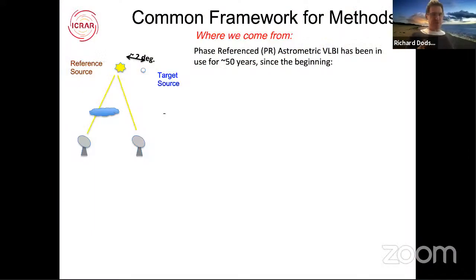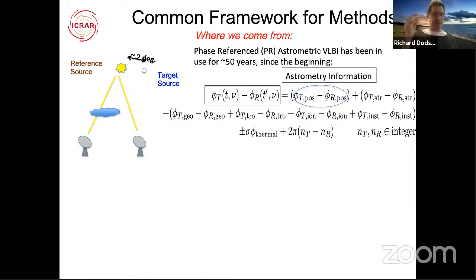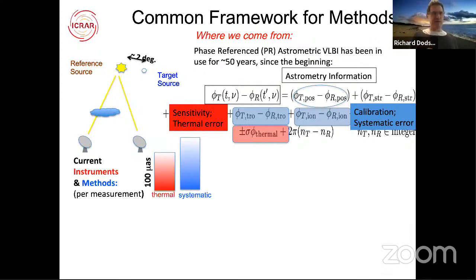The phase referencing is a pretty well-established method. It's been used right since the beginning of VLBI. And it's traditionally done by switching between the two. You observe the calibrator and then the target, and at the same frequency, you switch between them. The astrometry information is then embedded inside the differential, the phase differential observation that you form, and that is combined with the calibration terms, the systematic errors you need to remove, and ultimately limited by the sensitivity of the thermal noise.